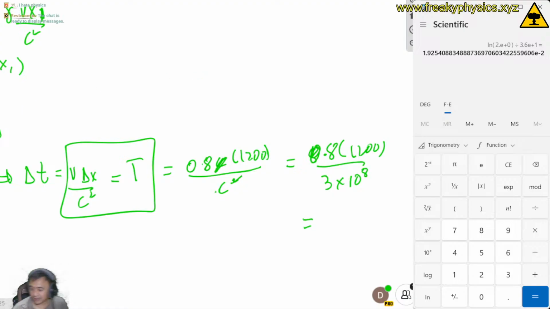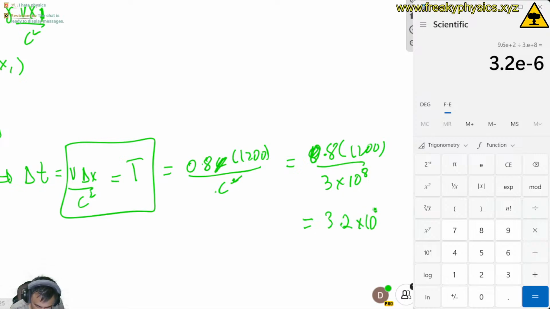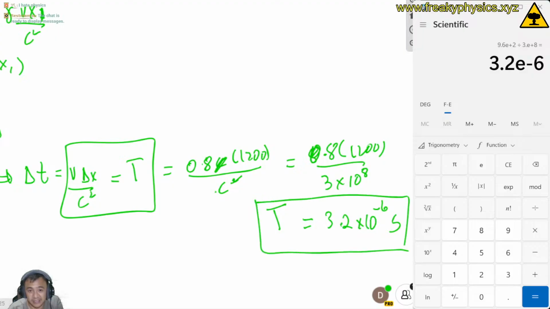We'll just put that in the calculator. 0.8 times 1,200, then divide that by 3 exponent 8. That's going to give us 3.2 times 10 to the minus 6. It's going to be a time, so that's going to be seconds. And yeah, that's the final answer there.